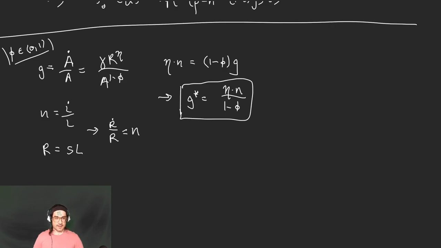That's interesting, I think. We'll see when that is and isn't true in a second, but as long as phi is between 0 and 1, that's true. That's a pretty reasonable space, I would say.